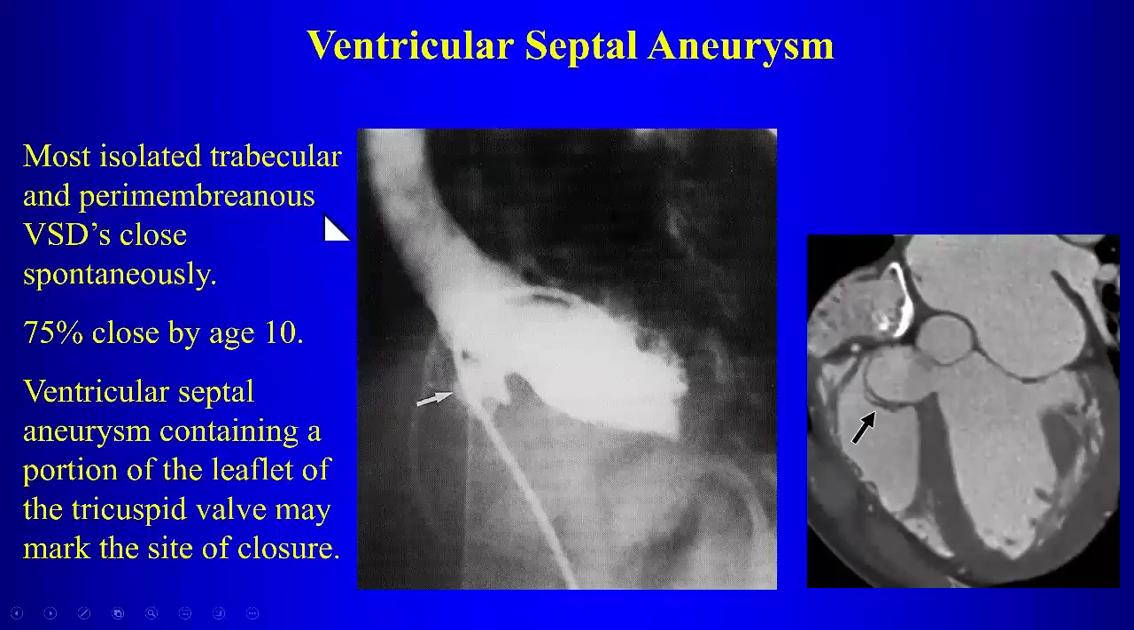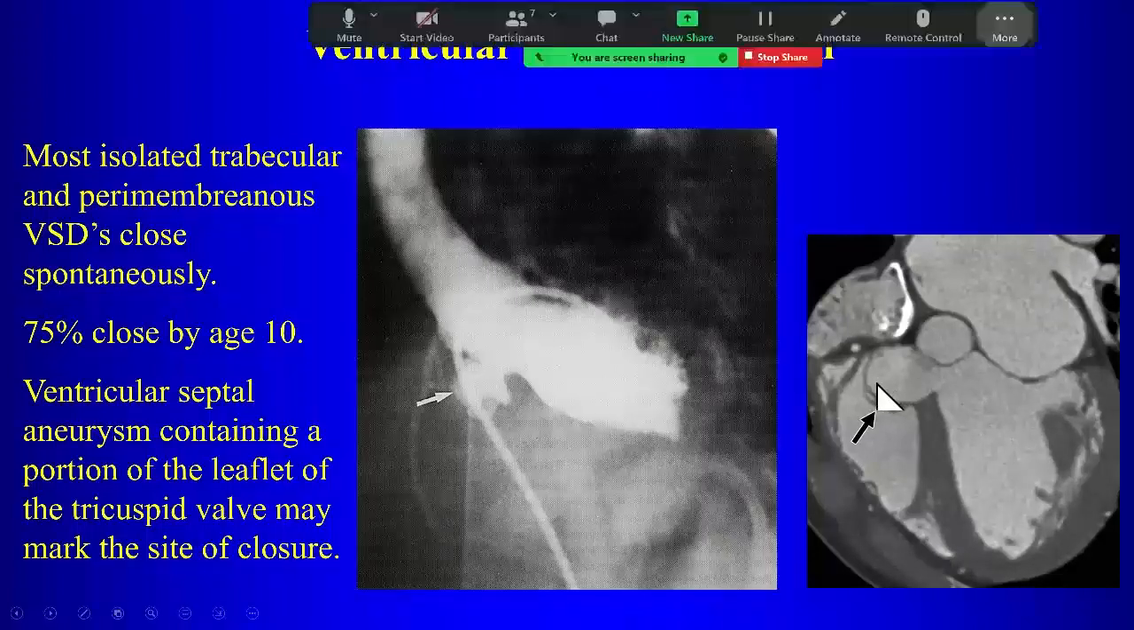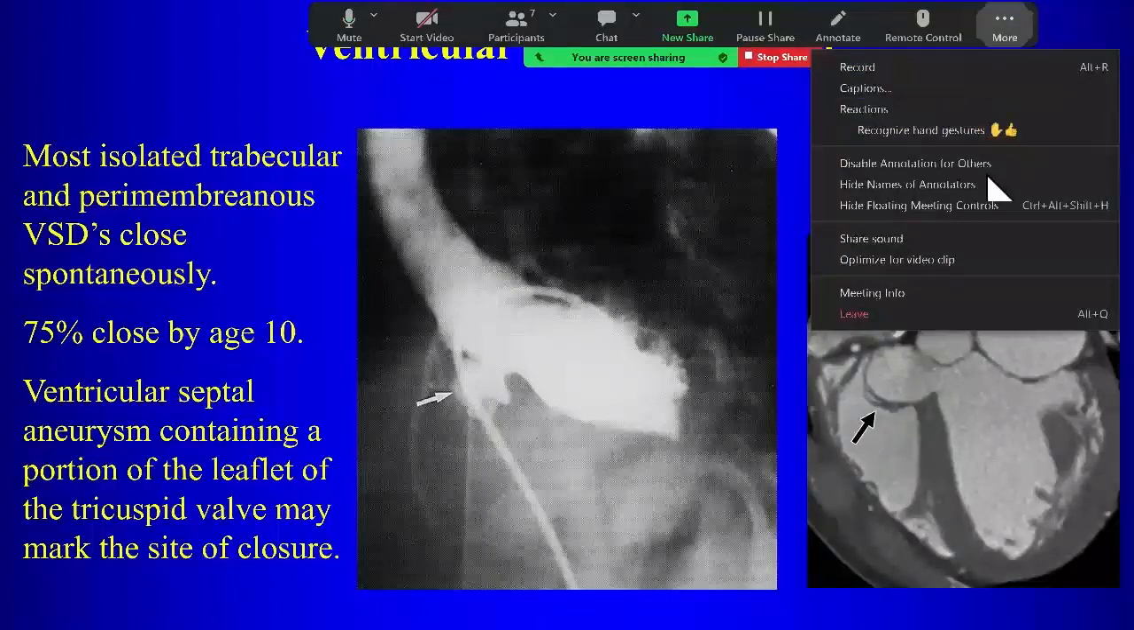So remember we said that most perimembranous VSDs close spontaneously, but what can happen is as it closes, a portion of the leaflet of the tricuspid valve might be incorporated into that closure. And when that happens, you're left with a ventricular septal aneurysm. So a ventricular septal aneurysm could be the sign of a closed VSD, all right?